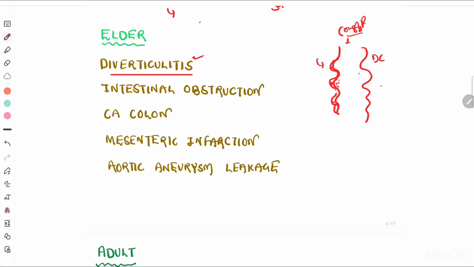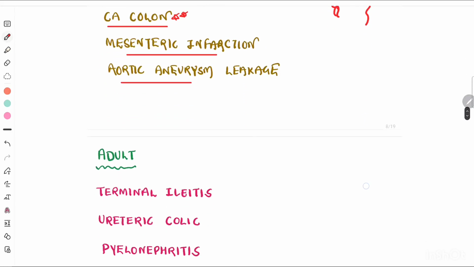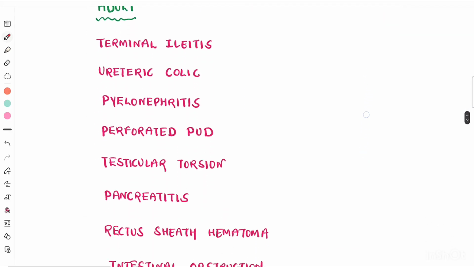So one differential diagnosis is diverticulitis, and the other is intestinal obstruction. There can be CA colon or mesenteric infarction, and there can be aortic aneurysm. In an elder patient, these are the 5 differential diagnoses for pain in the right iliac fossa. So you have to rule out these in case of an elder patient. And in adults, there are many differential diagnoses.